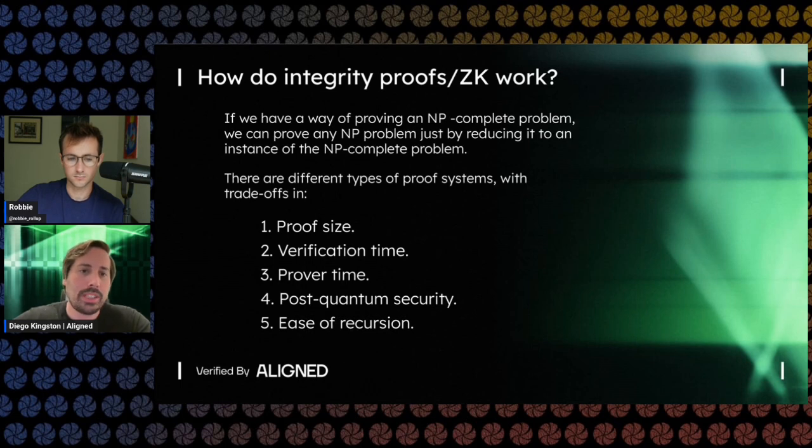So how do these proofs work? The idea is that if we have a way of proving what we call an NP complete problem, that is to say a problem for which we can verify its solution in polynomial time, for example, that can be proving that we have a valid assignment of a Boolean circuit, or for example, knowing that we have the solution for a Sudoku.